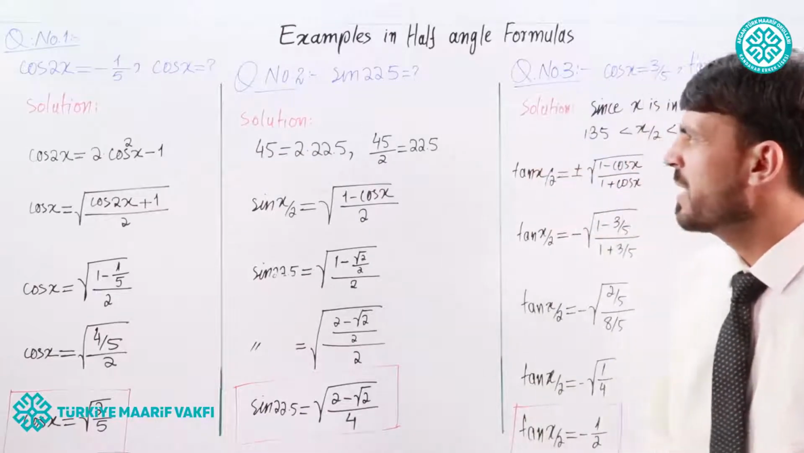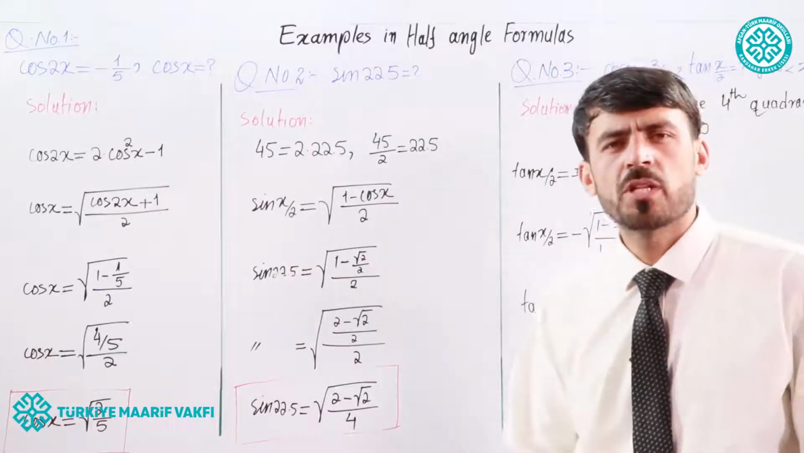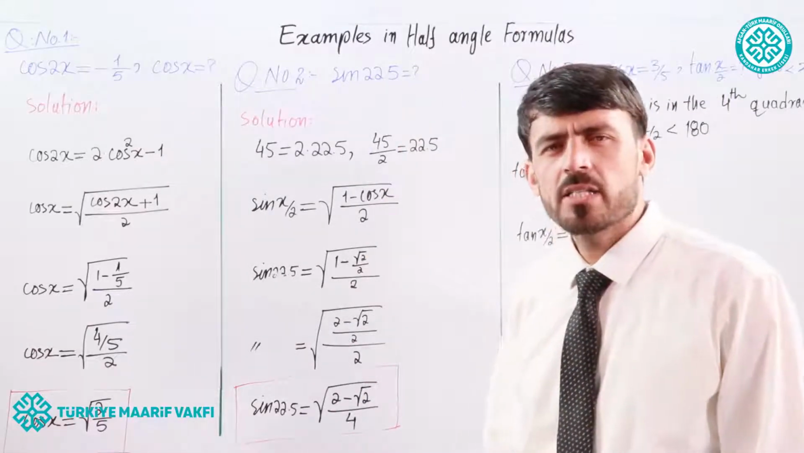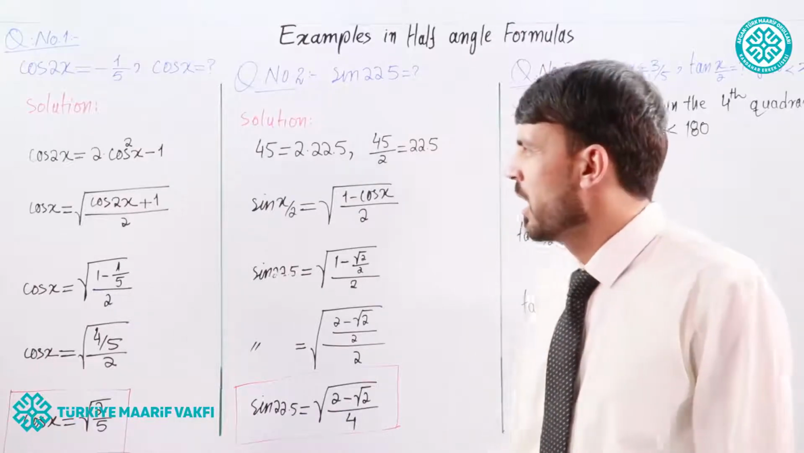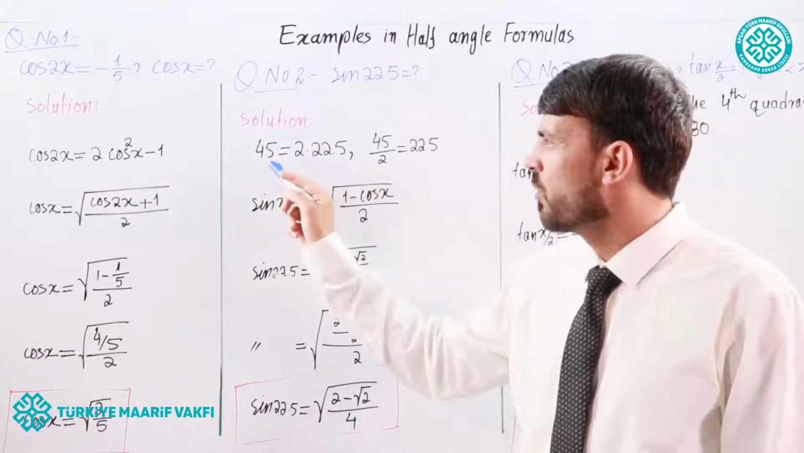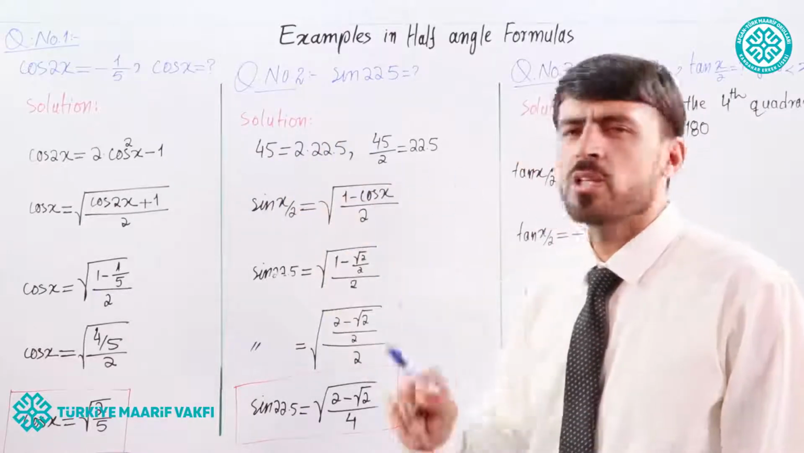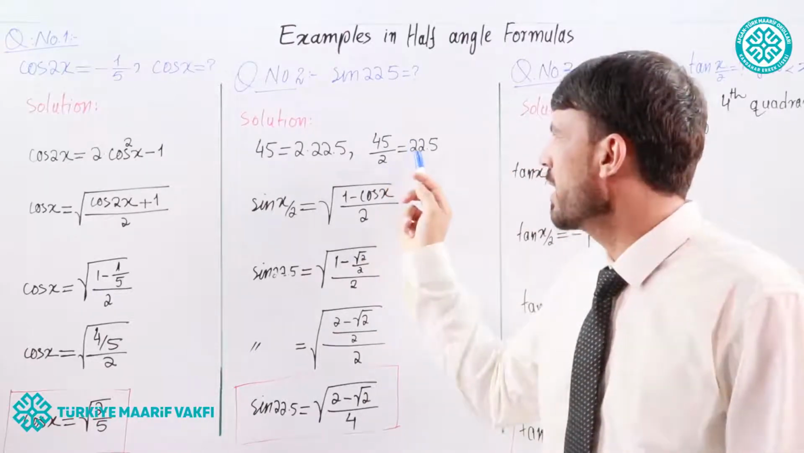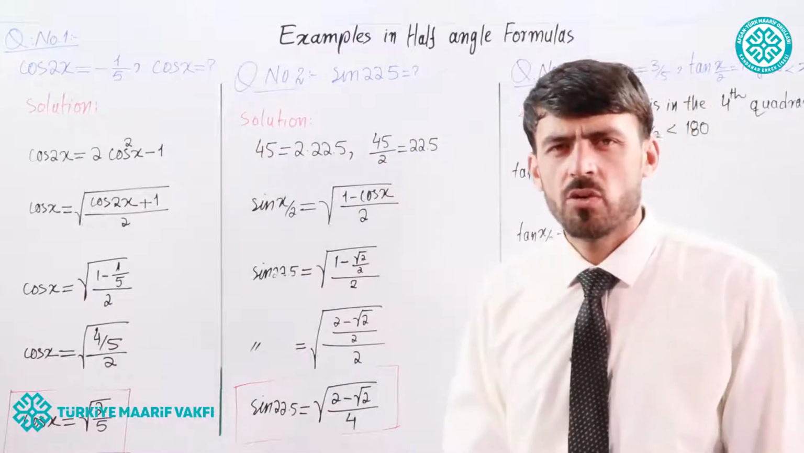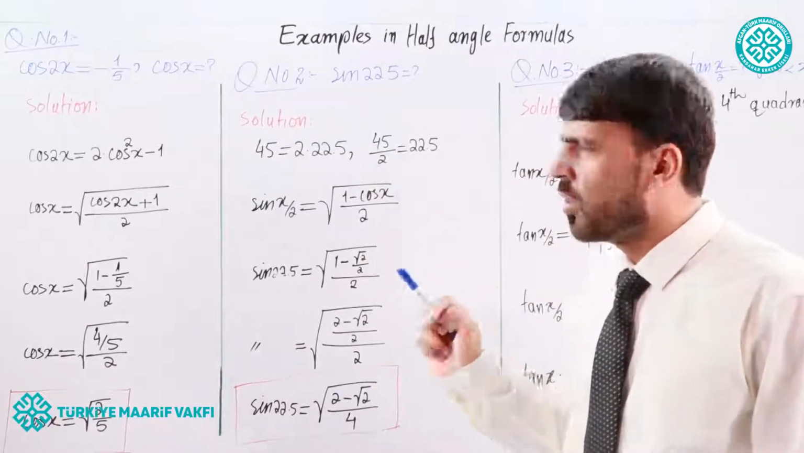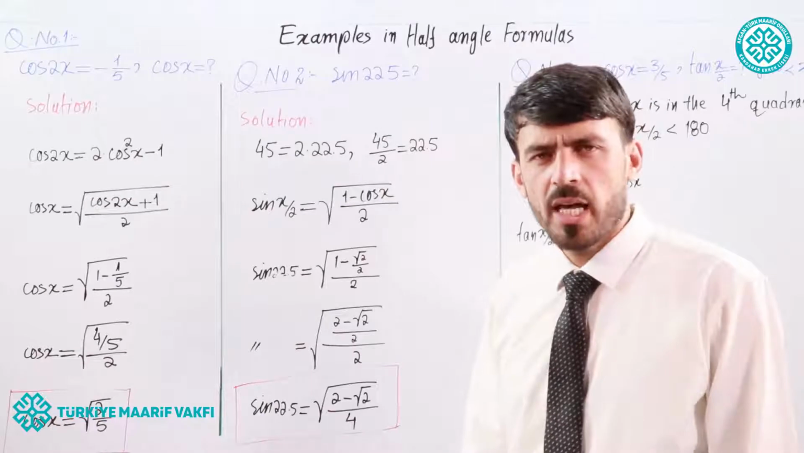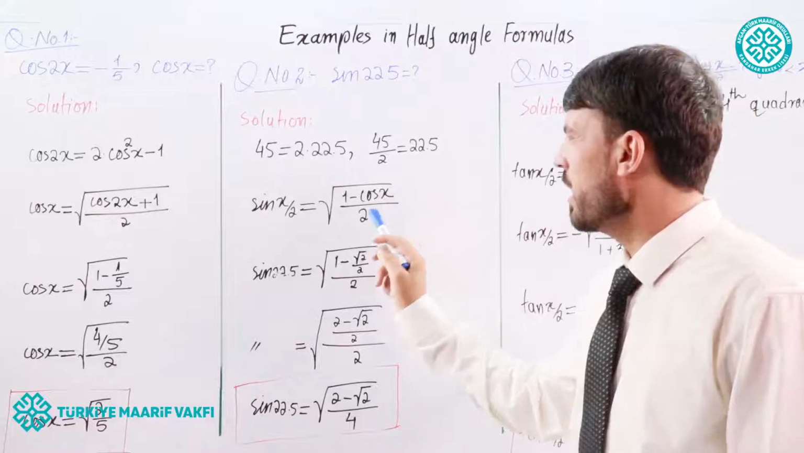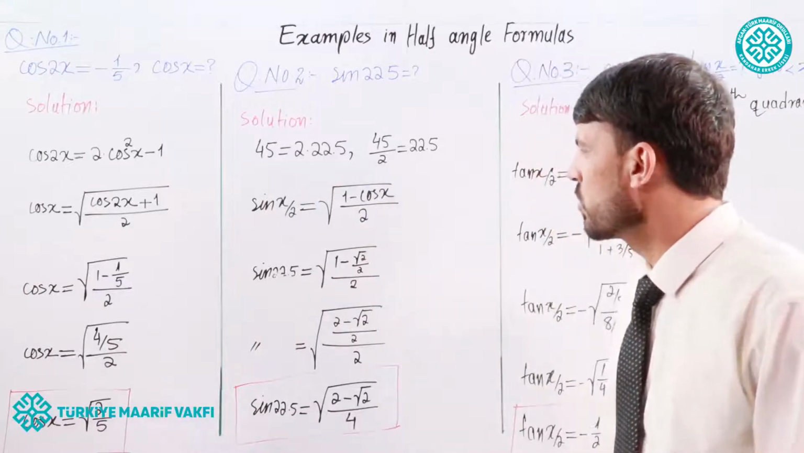Our second example is to find sine of 22.5. How can we find sine of 22.5? We know that 45 is the double of 22.5, or 45 over 2 is equal to 22.5. Also, we know the half angle formula for sine function, which is sine x over 2 is equal to square root of 1 minus cosine x over 2.